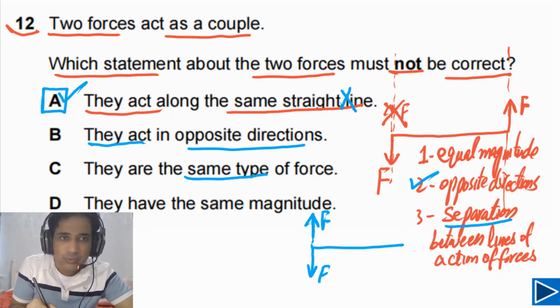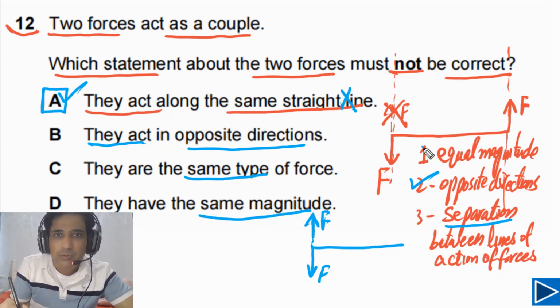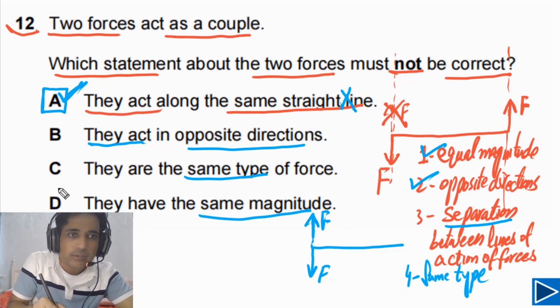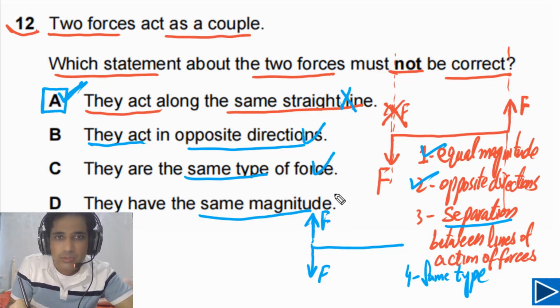This is also true. They have the same magnitude. This is also true. So you can also write down same type of forces. Same type. So the answer for this question is A. This statement is true, this statement is true, this statement is true. But this statement is false. So the answer is A.